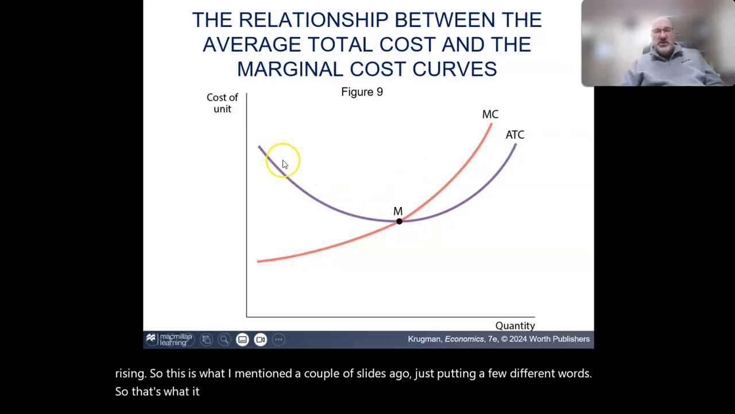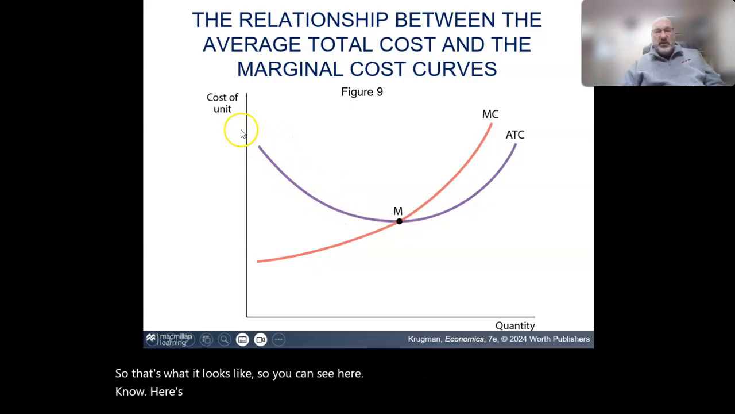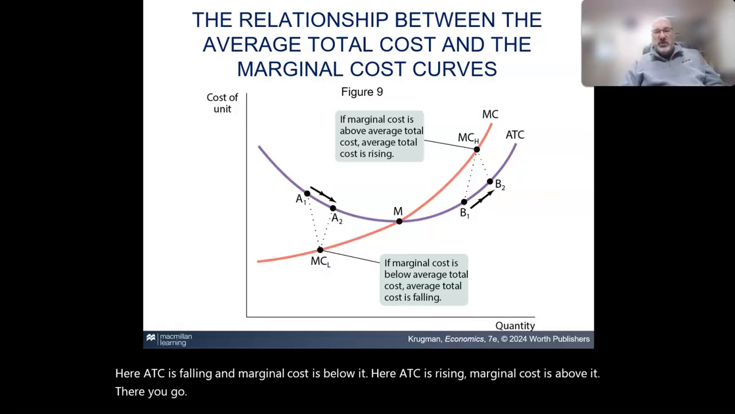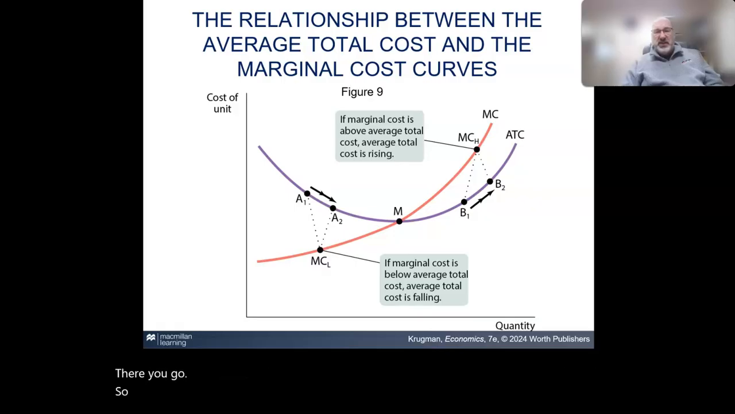So you can see here, here's your minimum. Here, ATC is falling and marginal cost is below it. Here, ATC is rising, marginal cost is above it. There you go. So if marginal cost is below ATC, then ATC is falling. And if marginal cost is above ATC, then ATC is rising.